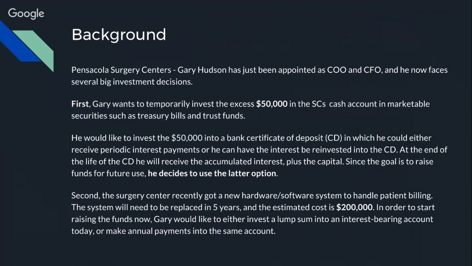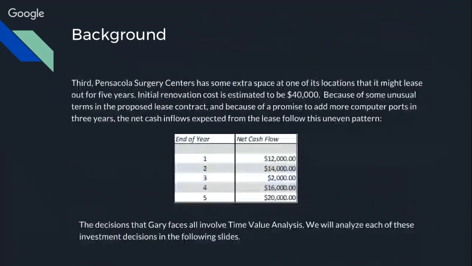Secondly, the surgery center recently got new hardware and software system to handle patient billing. Now the system will need to be replaced in 5 years, and the estimated cost is $200,000. In order to start raising the funds now, Gary would like to either invest a lump sum into an interest-bearing account today or make annual payments into the same account. So similar issue. Instead of knowing what we would have at the end, we need to know how much we need to invest now in order to pay for that in 5 years.